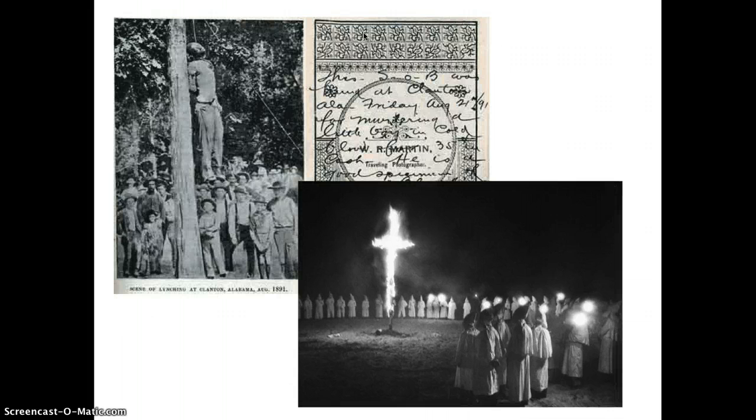Here are some pictures of the lynching that was taking place. If you notice, it's all white people looking at the black young boy. Then on the bottom right, you see a picture of the KKK.